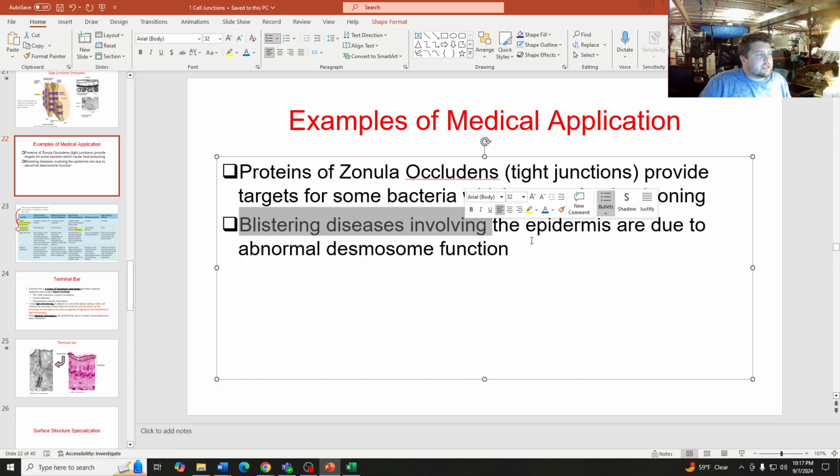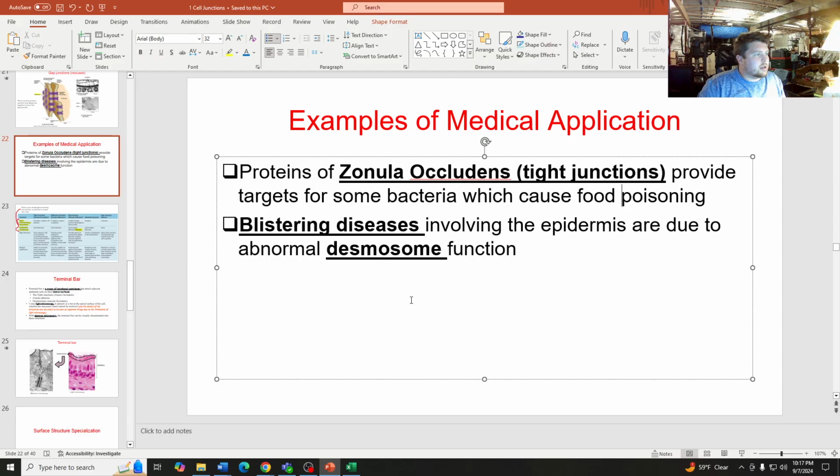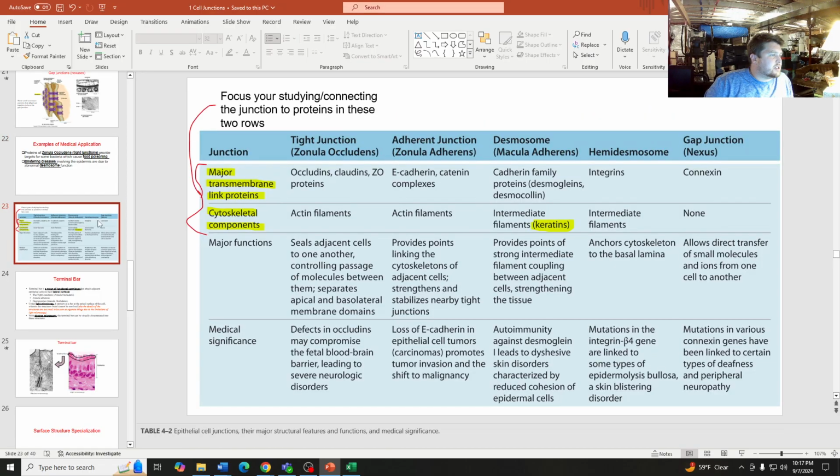And blistering disease involving the epidermis are due to abnormal desmosome function. Blistering diseases related to desmosomes. Tight junctions can be related to food poisoning, so make those kind of connections.